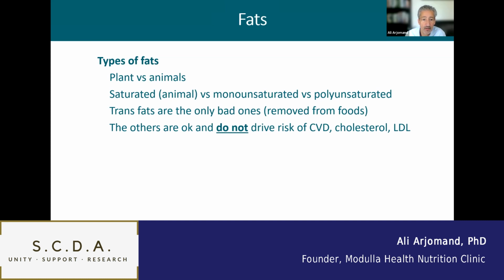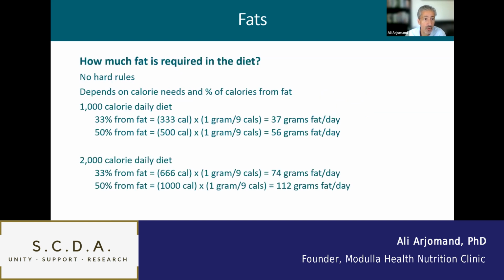Trying to introduce variety, of course, salmon and fish would be great alternatives. And then plant sources as well down the road, like coconut oils and so on. Butter would be fantastic. So this is really good. Enjoy it. How much do you actually need? Again, there's no hard rules, but on the bottom here, I calculated for a 2,000 calorie diet roughly how many grams of fat would meet your needs. If it's 33% of your total calories, it's 74 grams of fat or 112.